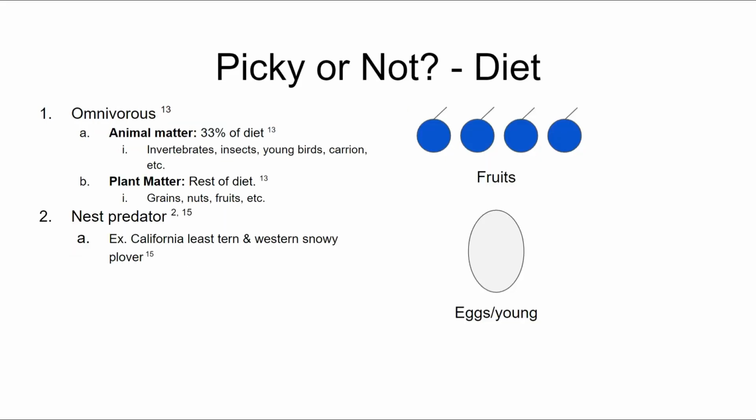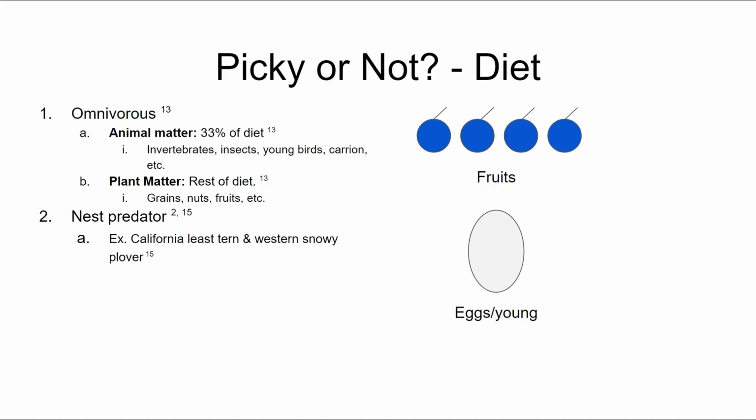Next, what is the crow's diet? Do they prey on birds' nests? Animal matter comprises 33% of the crow's diet. The animal matter they consume is invertebrates, insects, young birds, eggs, carrion, etc. Plant matter such as grains, nuts, fruits, etc. composes the rest of their diet.